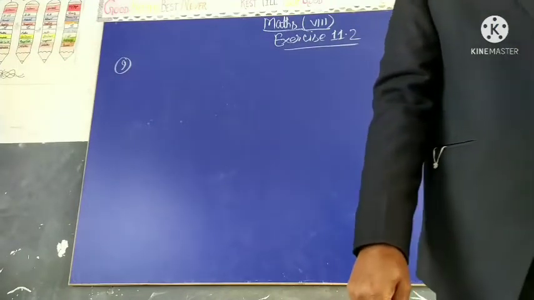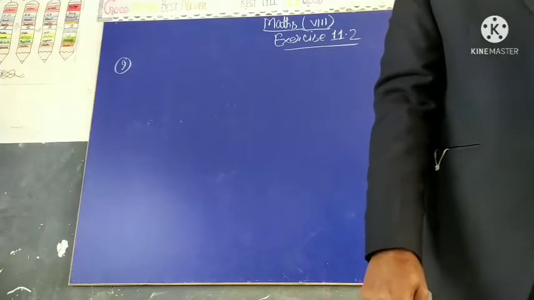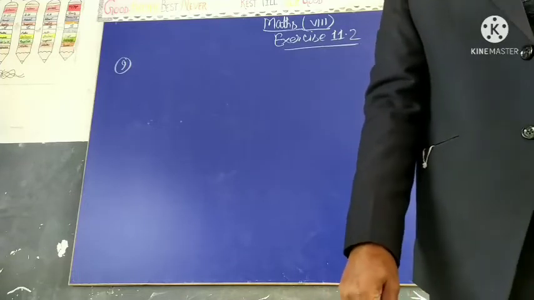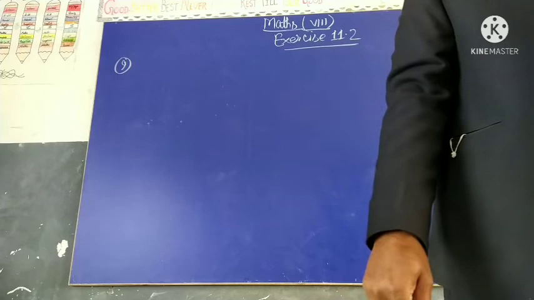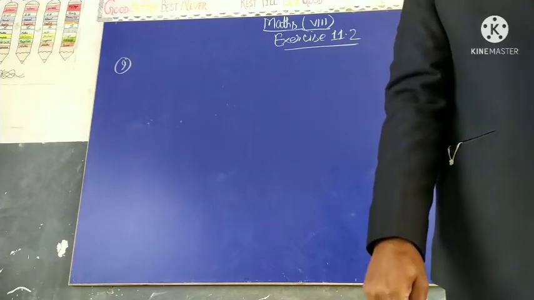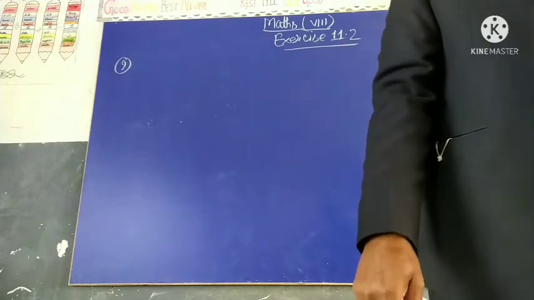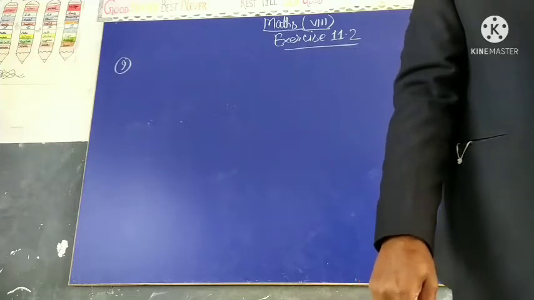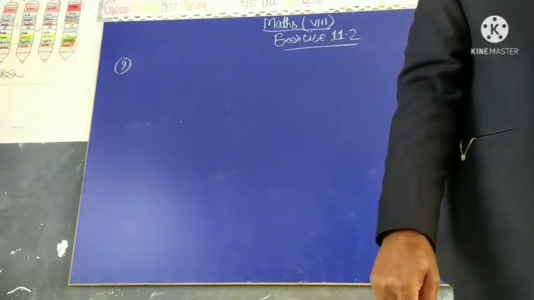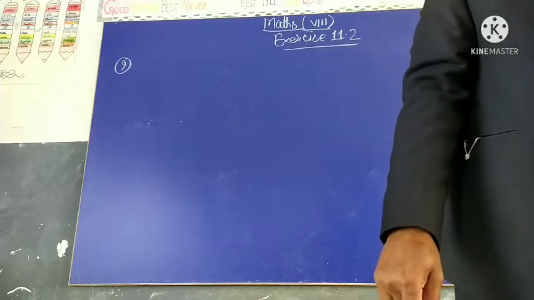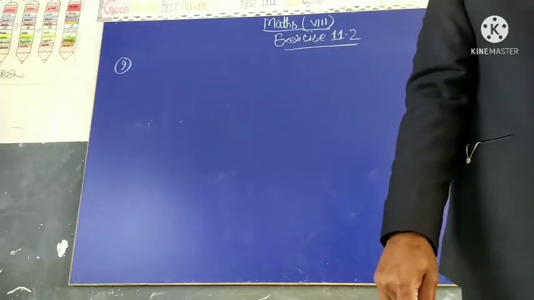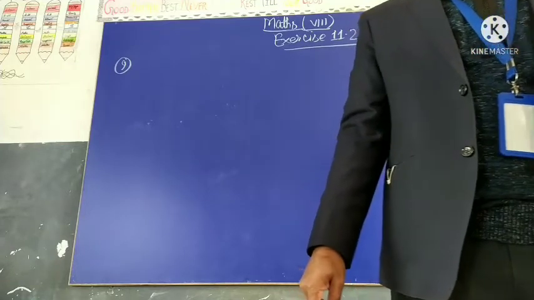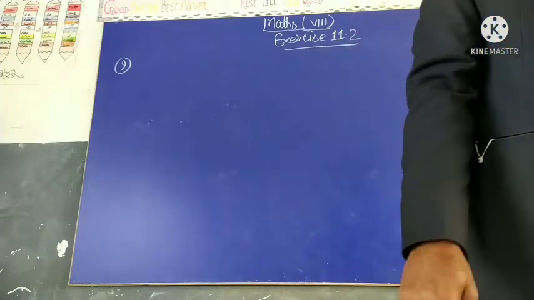The top surface of a raised platform is in the shape of a regular octagon as shown in the figure. Find the area of the octagonal surface. First of all, you draw the figure of the octagonal surface. Clear? Then you find out the area of the octagonal surface.